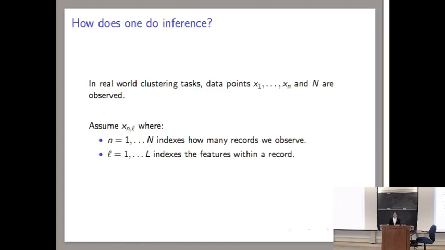So I think the next natural question is how does one do inference? So in real-world clustering tasks, we have data points x1 to xn, and the total number of data points are observed. So for a simple application, we'll assume the data is of the form x and L, where n is indexing how many records we actually observe, and L is indexing the features within a record. So for example, something like date of birth, something like gender, etc. And so here we're going to assume categorical data just to test out how the method is working.